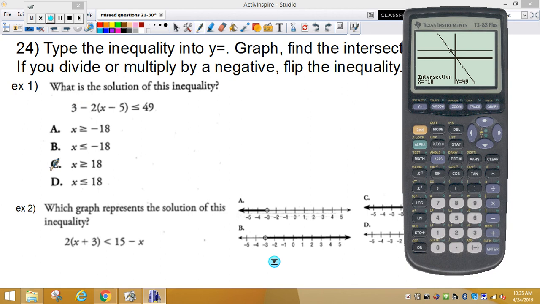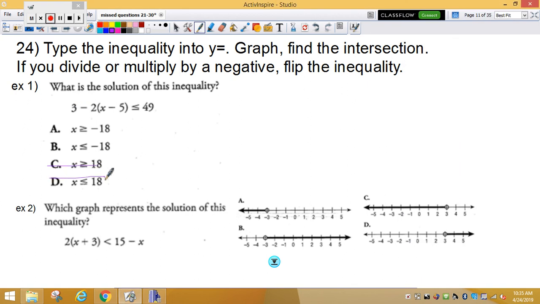Alright, so just knowing that rule, I know it's -18. Now I'm going to look. When I distribute this, I'm going to get a -2x, which means eventually I'm going to divide by a negative. And when you divide or multiply by a negative, you need to flip the inequality. So I know this inequality is going to flip, because eventually I'm going to divide by this -2. So the answer here is A.